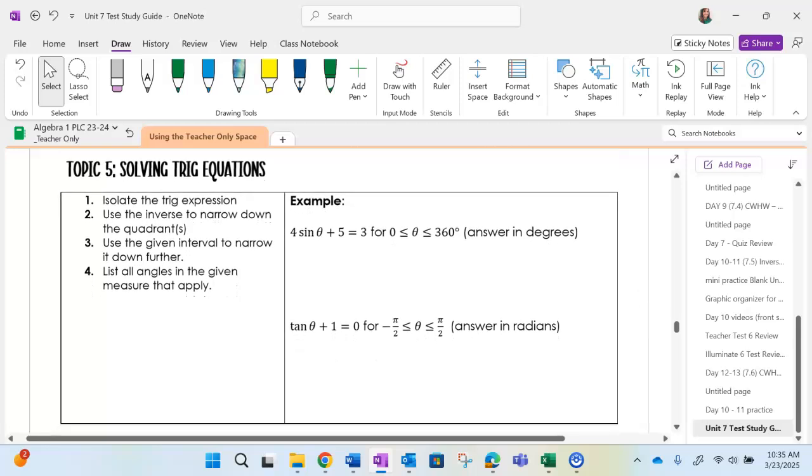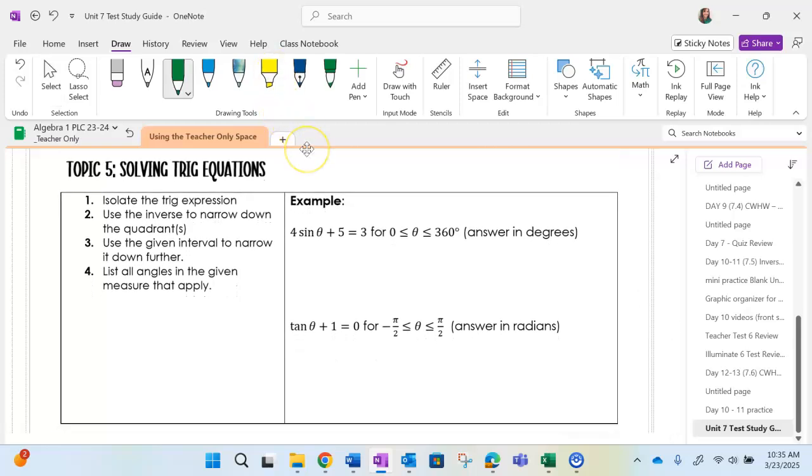Solving trig equations. Well, remember when you're solving trig equations that you are solving for the angle, and an angle has to be in the restriction I give you. And I'm going to tell you I want it in degrees. Okay? So degrees need to be what our calculator is set on. And I'll try to remind you when it needs to be degrees and when it needs to be radians.